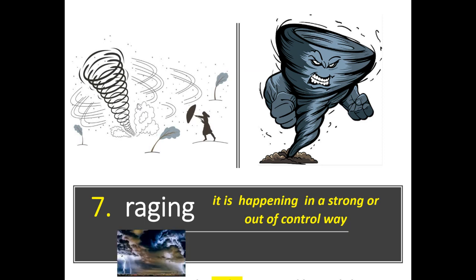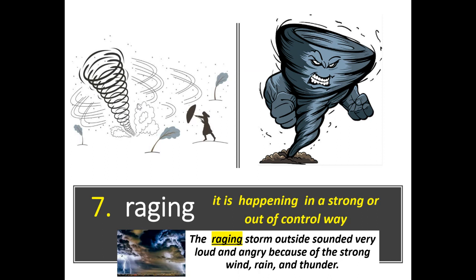Raging comes from the word rage. The raging storm outside sounded very loud and angry because of the strong wind, rain, and thunder. So write that for number 7. Raging comes from the word to rage, means you're very angry or strong and out of control. The raging storm outside sounded very loud and angry because of the strong wind, rain, and thunder.